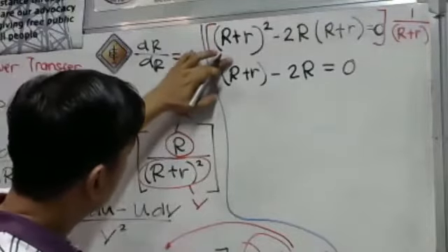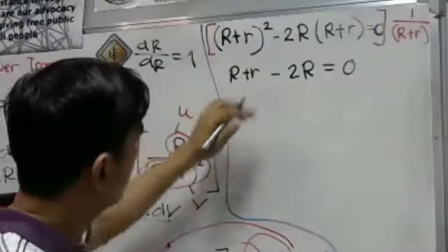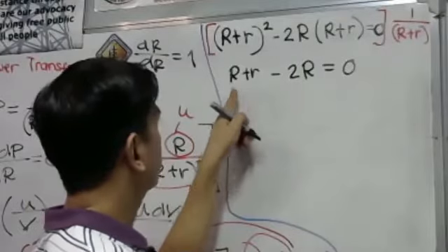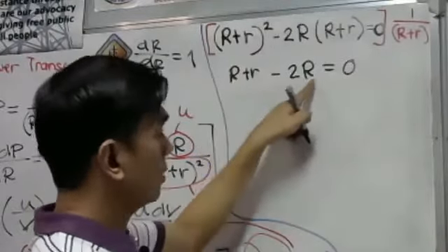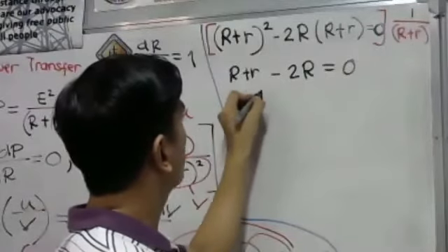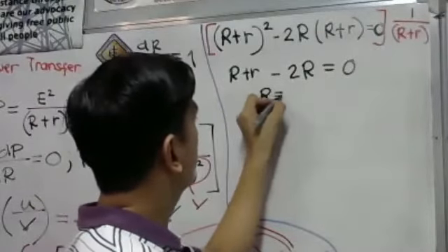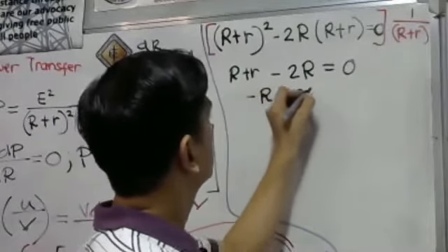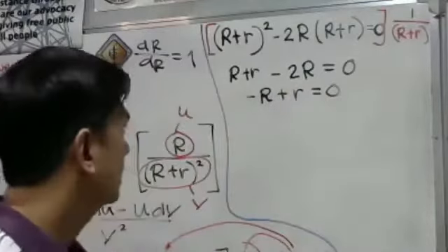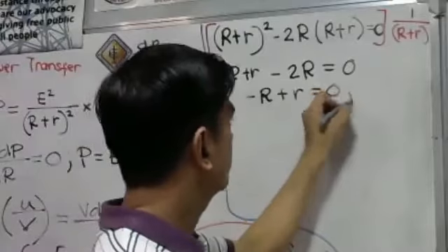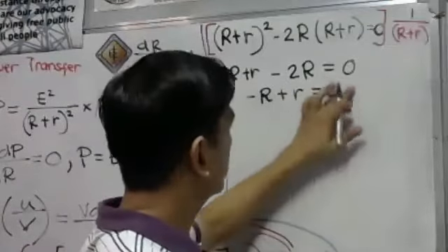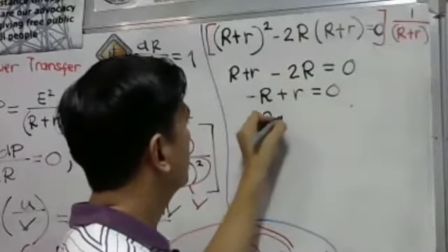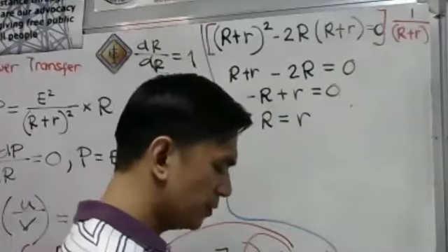Okay, now we can remove our parentheses here. So what will be left is what? Here we have big R minus 2r. That will become negative r. Okay, that is equal to negative r plus small r. So that is equal to 0. Okay, let us transpose our big R. So therefore, if we are to transpose our big R, what will be left? Negative R will become positive R. And that is equal to the small r.